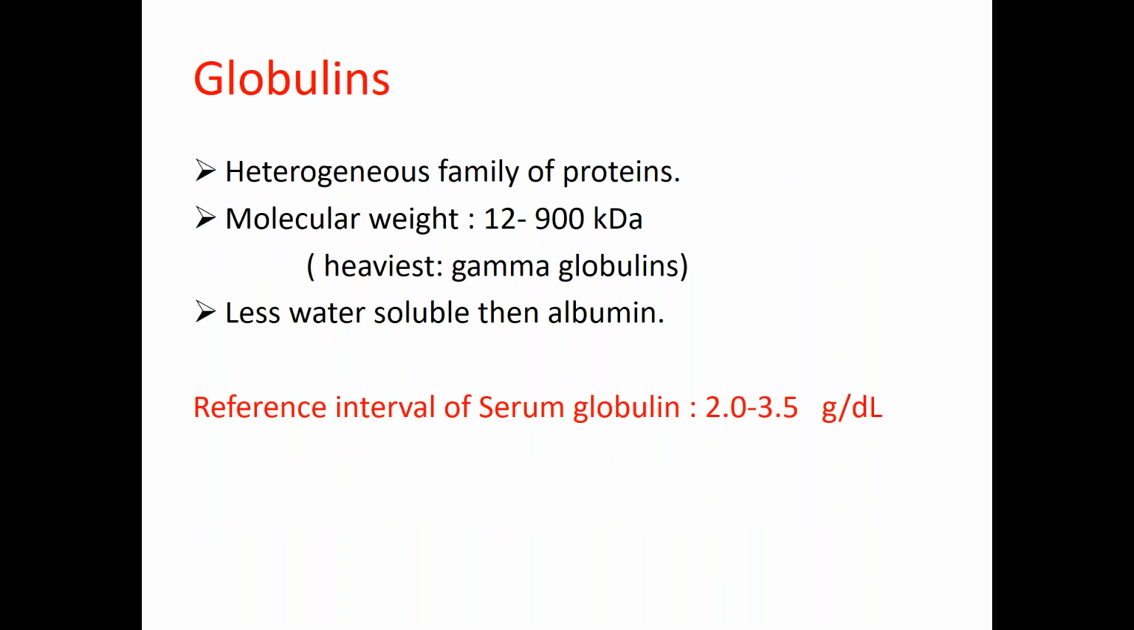Now coming to the second serum protein, globulin. Globulin is a heterogeneous family of proteins with molecular weight ranging from 12 to 900 kilodalton. Gamma globulin, one of the types of globulin, is the heaviest among the globulins, and as compared to albumin, it is less water soluble. The normal level in serum is 2 to 3.5 gram per deciliter.